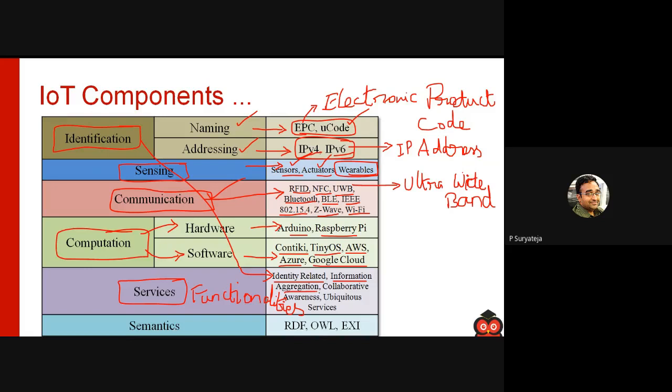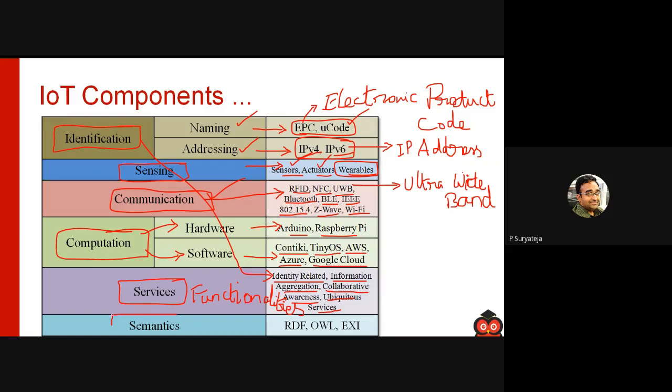Another service is collaborative awareness. The sensors which are there can communicate with one another also, so they might work in groups and collect data together. Such kind of service is called collaborative awareness. And the next one is ubiquitous services. This service allows the IoT application to be accessed from anywhere using the internet.